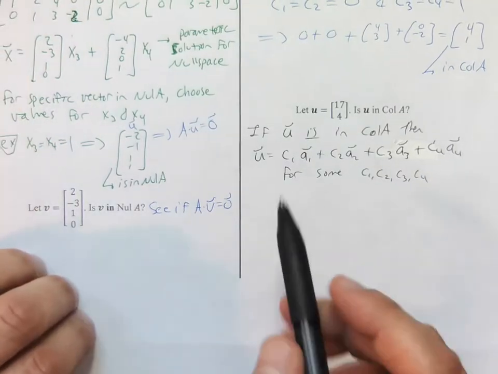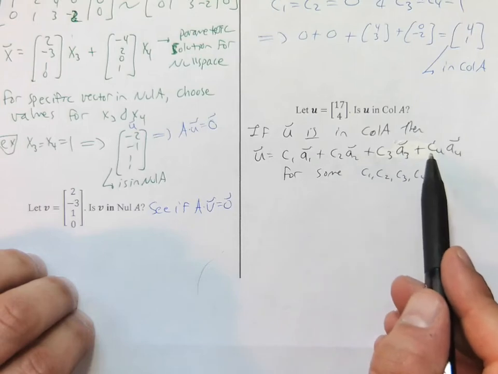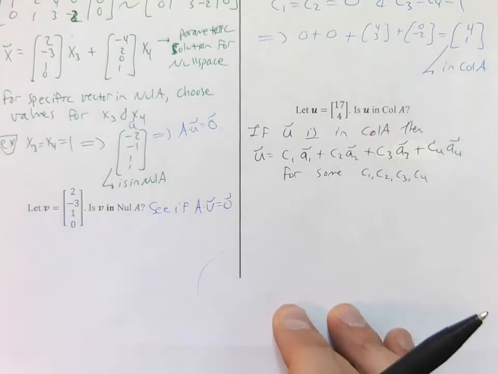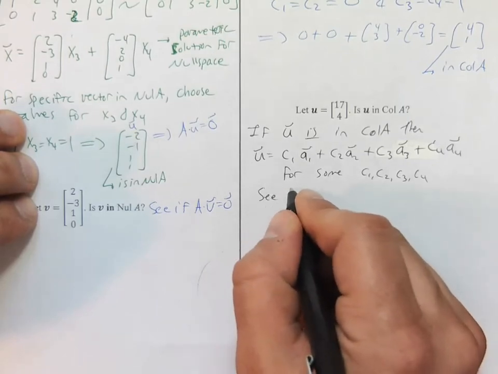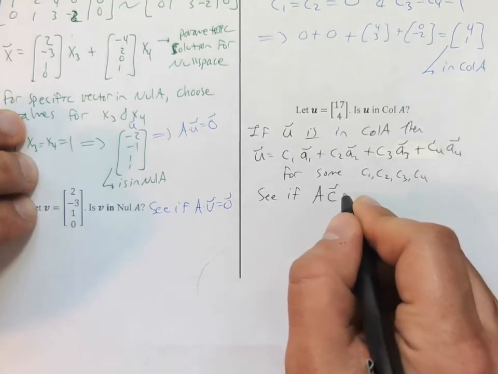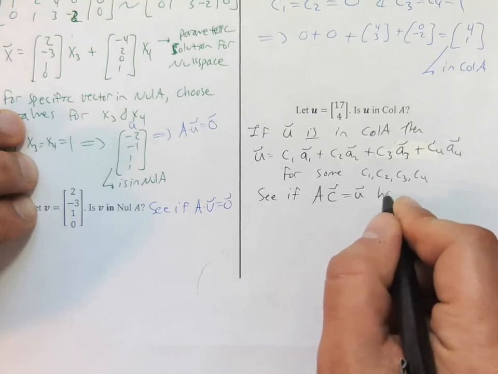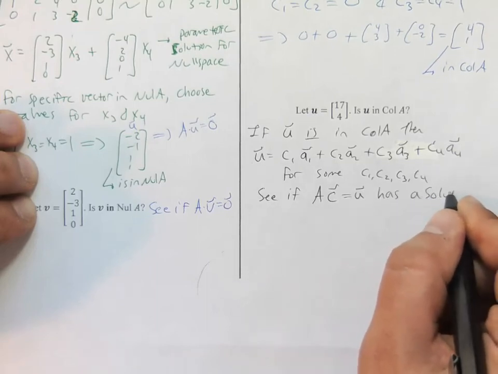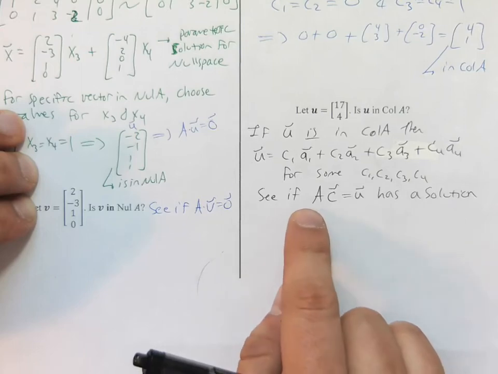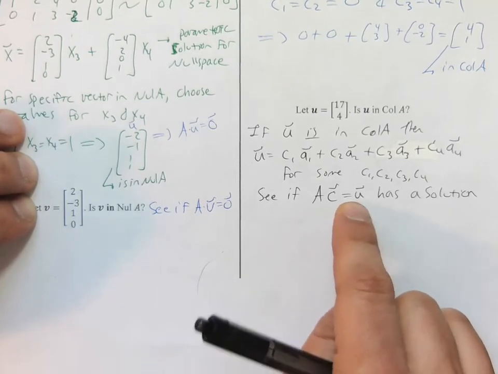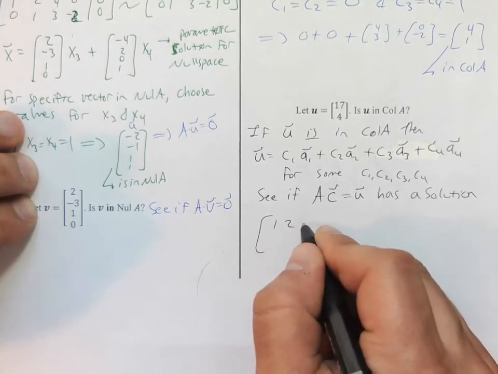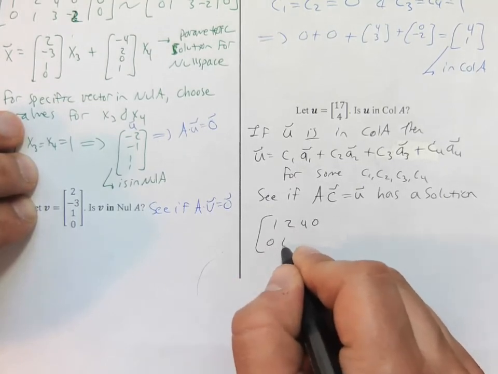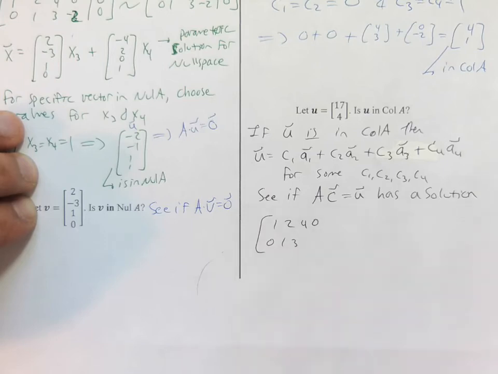So if u is in the column space, then it's a linear combination of the 4 columns. And so that means we want to solve the system. You want to see if the system Ac equals u has a solution. And so we're going to have to put the matrix A in a system with u and see if it has a solution. All right, so we're going to want to do this. Let me line these up a little better. That should go into the 4.